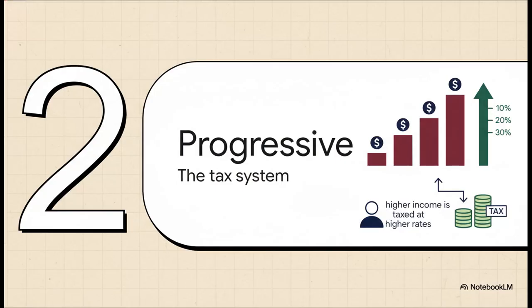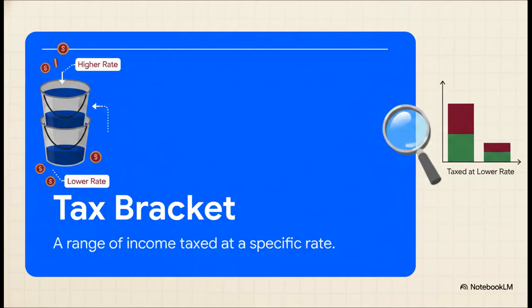Moving right along to Section 2, how progressive brackets work. Now that we've got the math totally dialed in, let's look at the rules of the game. The United States uses what's called a progressive tax system. Essentially, this means that as your income goes up, it gets taxed at higher rates. But how that actually happens, it is widely misunderstood.